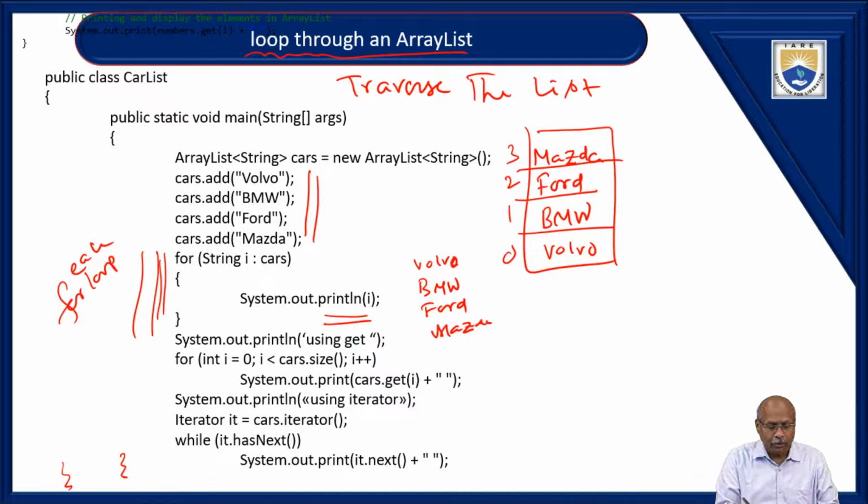There is another way also. You can use for i equal 0, i less than cars.size, and by specifying the index you can get the item from the list. So here you are using the get method. This for loop repeats 4 times: cars.get the 0th item, 1st item, 2nd item, 3rd item.